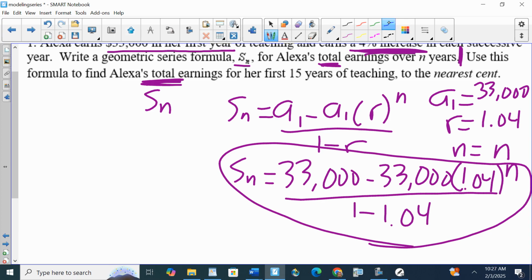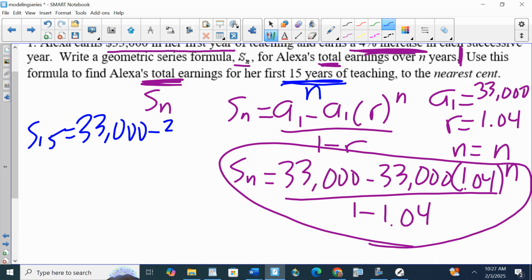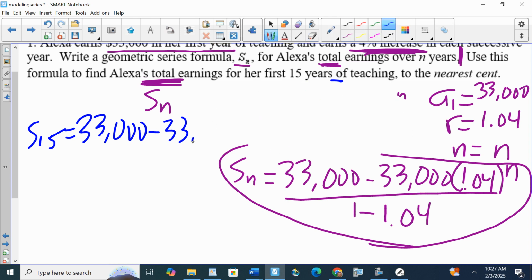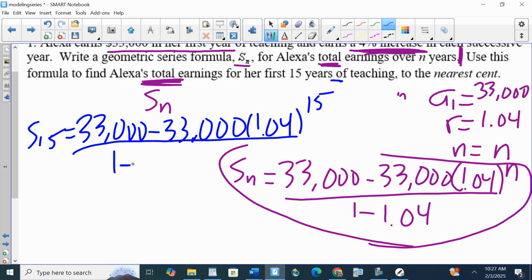Now the follow-up question. Use this formula to find her earnings for her first 15 years. Well, n is 15. So now I'm going to replace n with 15 in that formula. So I have 33,000 minus 33,000 times 1.04 to the 15 over 1 minus 1.04. And I just pop that into the calculator. I'm going to type in exactly what I see here. I'm just waiting for my calculator to load up, and it'll give me my answer.